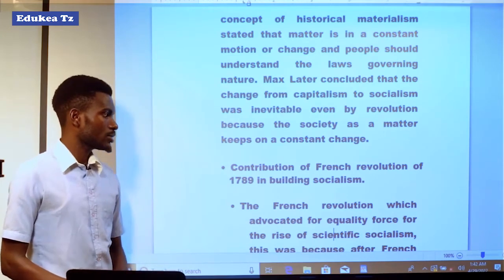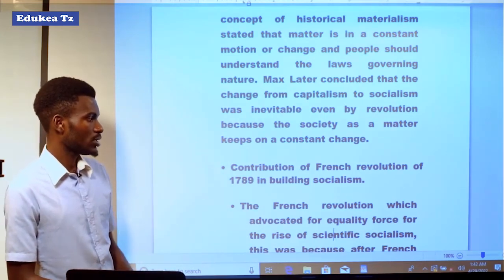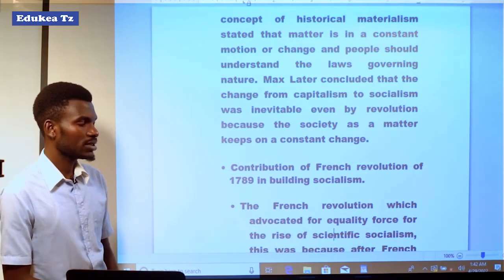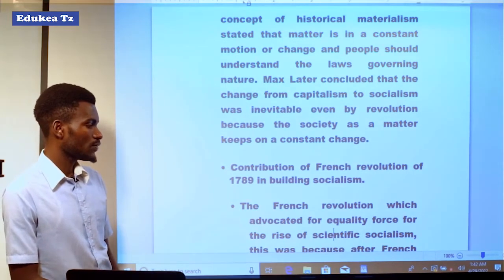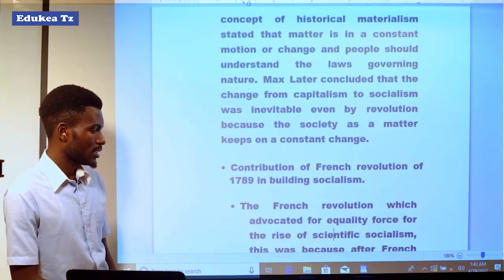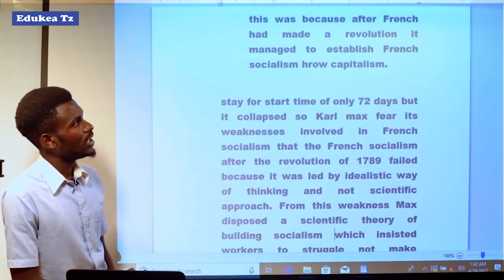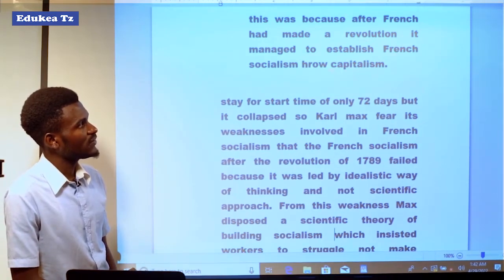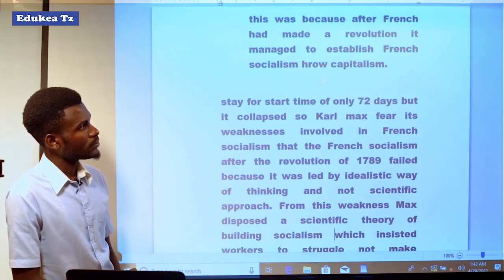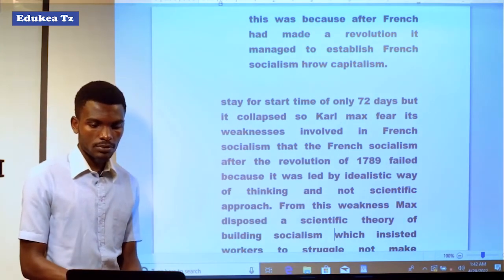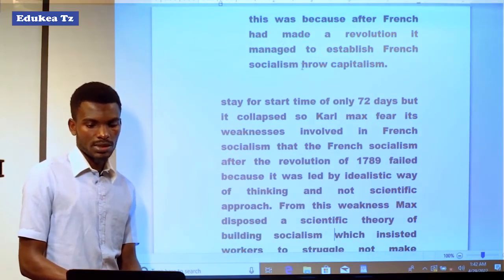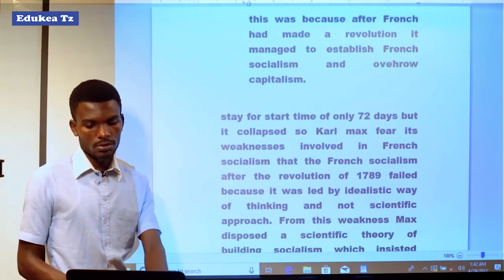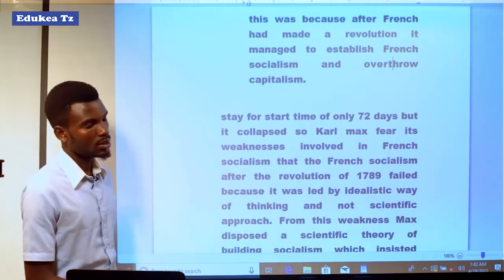Let us see the contribution of the French Revolution in building socialism. The French Revolution, which advocated for equality, fought for the rise of scientific socialism. This was because after the French had made a revolution, it managed to establish French socialism and overthrow capitalism.